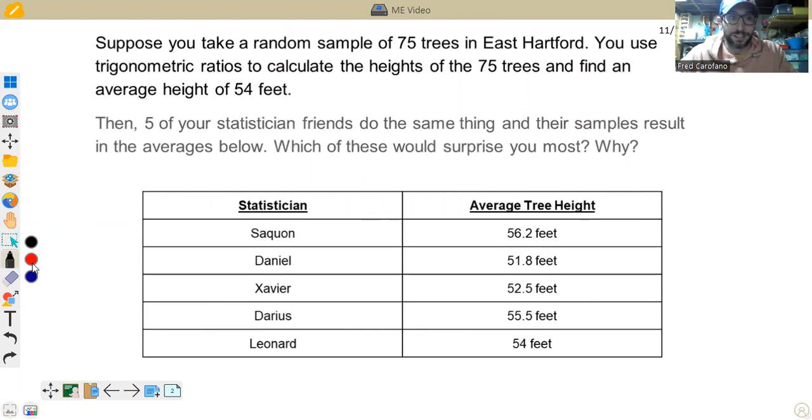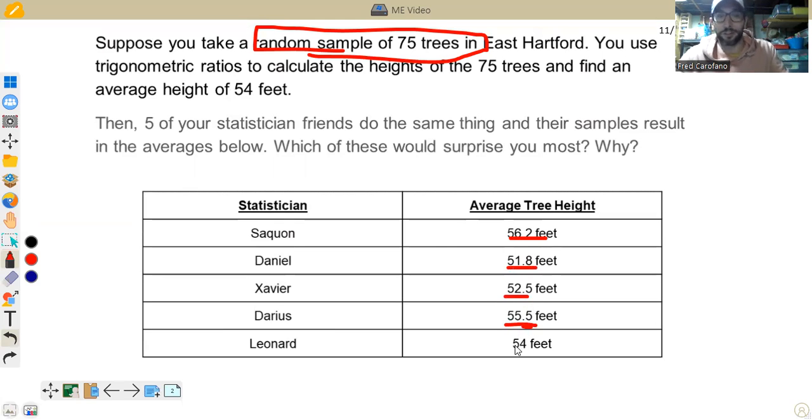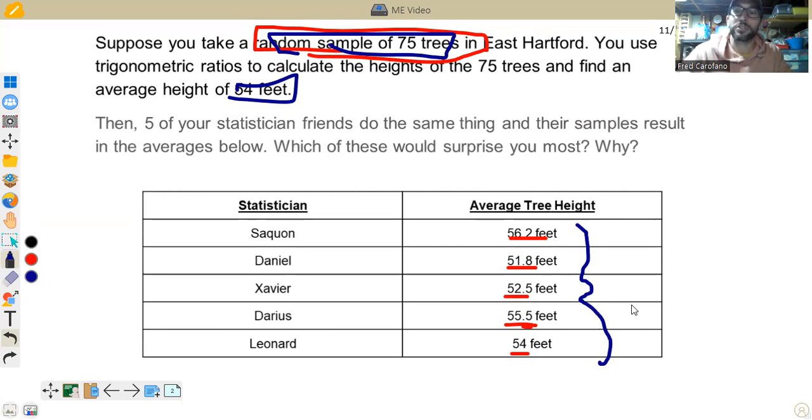However, I have some friends' help, and my friends here, these legendary 2022 Giants players, they also take random samples of 75 trees, and they find their own heights. And so my friend Saquon gets a height of 56.2, Daniel Jones gets a height of 58.1, Xavier McKinney 52.5, Darius Slayton 55.5, and Leonard Williams 54 feet. And the question is, right, remember we had an average for our sample of 75 trees of 54 feet. And the question is, which of these five would you be most surprised by? Are you most surprised when your friend Saquon's like, yo, my average was 56.2? Or one of the others?